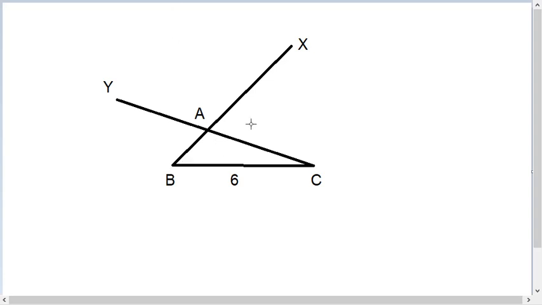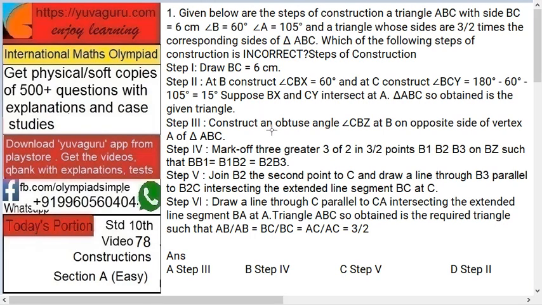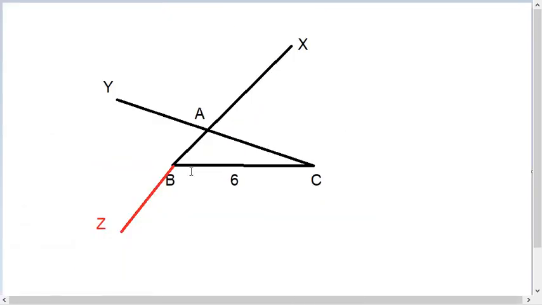Now the other triangle we can draw it over here, anywhere, or on this side also. The best way is draw it on the opposite side, means below side. Okay. Now we'll go to step 3. Construct an obtuse angle CBZ at B on the opposite side of the vertex A of triangle ABC. Means what? At B we construct an angle CBZ which is obtuse.